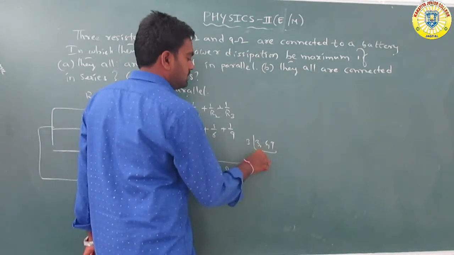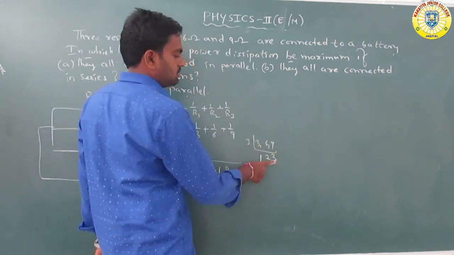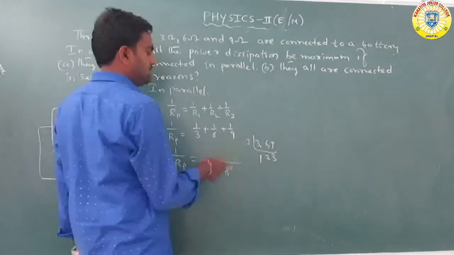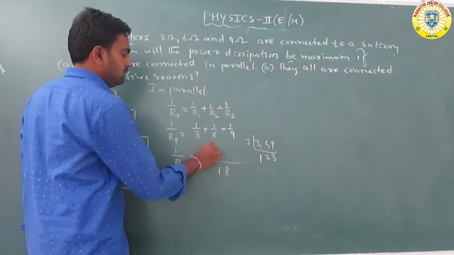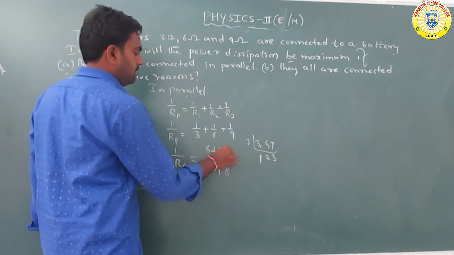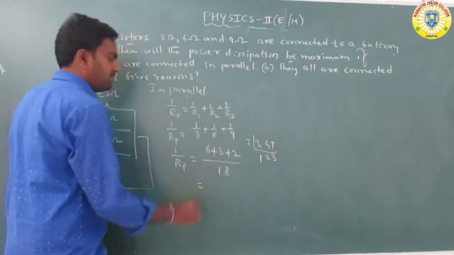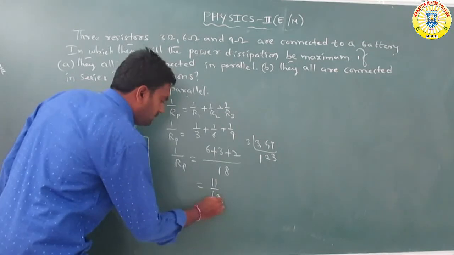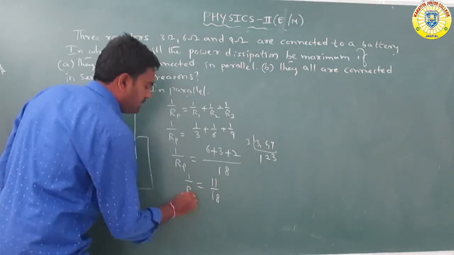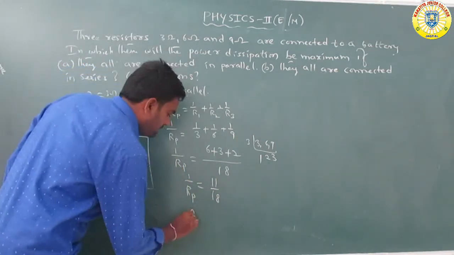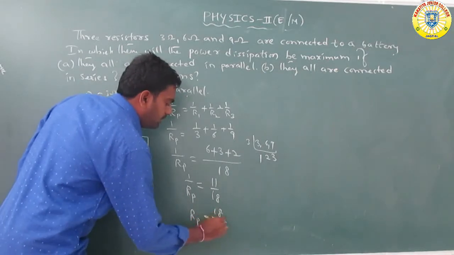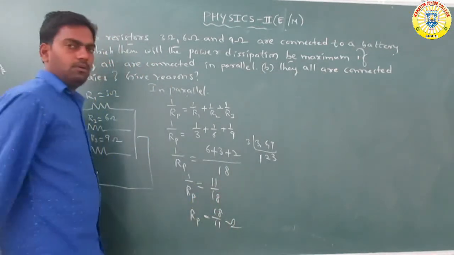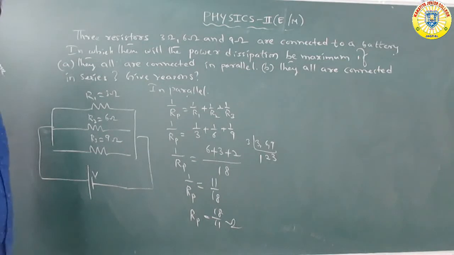3 ones are 3, 3 twos are 6, 3 threes are 9... so 3 into 2 is 6, 6 into 3 is 18. So 6 plus 3 plus 2 is 11, so 11 by 18 is 1 by Rp. So Rp is equal to 18 by 11 ohms. Okay, 18 by 11 ohms.